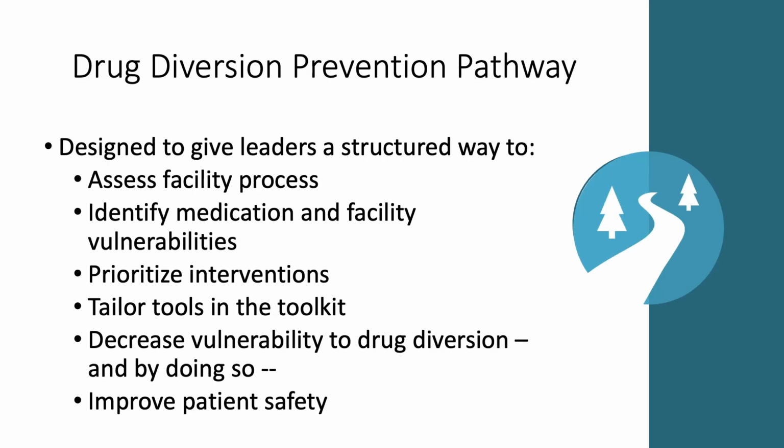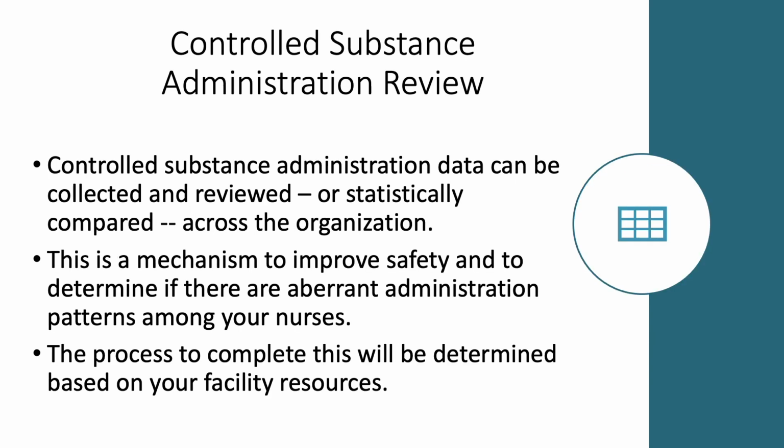The drug diversion prevention pathway was designed to give leaders a structured way to assess facility process, identify medication and facility vulnerabilities, prioritize interventions, tailor tools in the toolkit, decrease vulnerability to drug diversion, and by doing so, improve patient safety. The goal of using the pathway in your organization is to implement sustainable, intentional systems that make it more difficult to divert. Another tool for upstream detection of diversion is the Controlled Substance Administration Review.